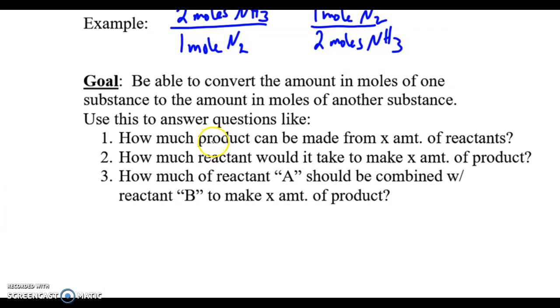Alright, so here are some of the types of questions that you might be able to answer with this: how much product can be made from a certain amount of reactants, how much reactant would it take to make a certain amount of product, and how much of reactant A should be combined with reactant B to make a certain amount of the product. All of these would be very, very useful calculations in industrial processes where it's necessary to know how much stuff you need to start with to make the desired amount of product.